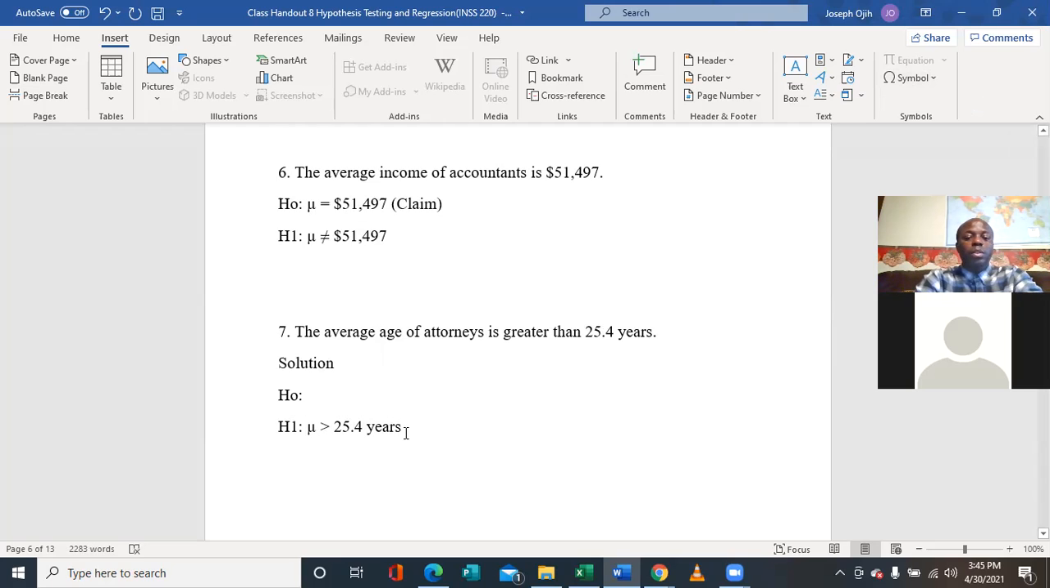And the null will be the opposite of this, which will be less than, but since you cannot use the less than symbol here, you have mean, you can only use less than or equal to there. Less than or equal to 25.4 years. Now it says greater than 25.4 years. That means this is the greater than here, so the claim is located on this spot here.